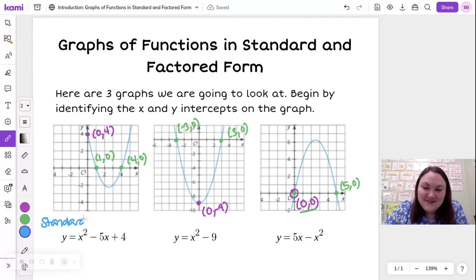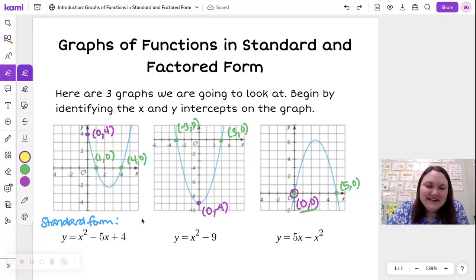Standard form. I'm curious if you can find any connections between these equations and the graphs above. So for example, x squared minus 5x plus 4 represents this first graph, x squared minus 9 is the second graph, and so on. Pause the video if you need to and see if you can find any connections.